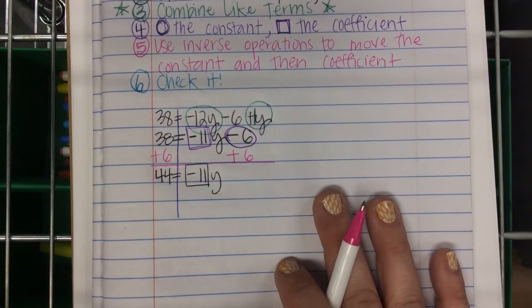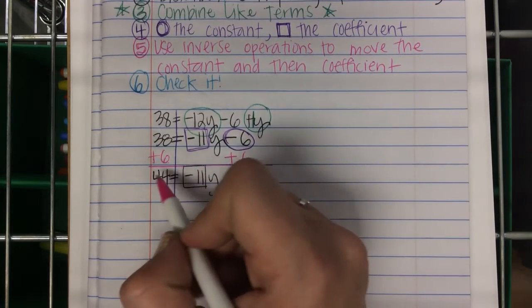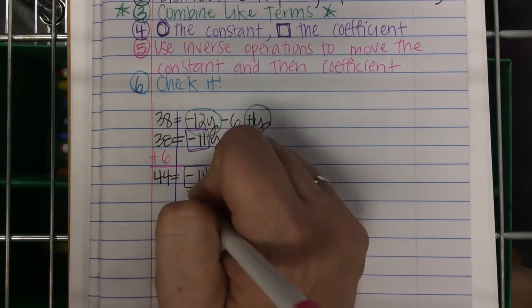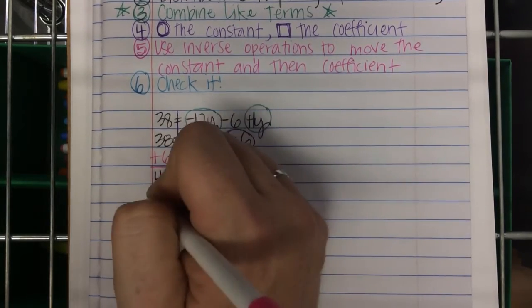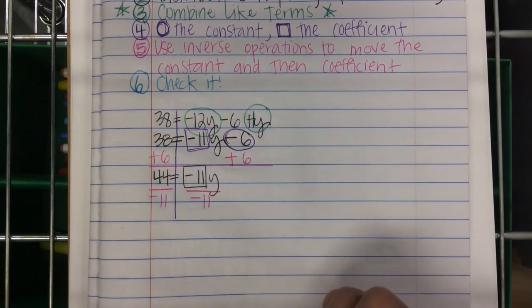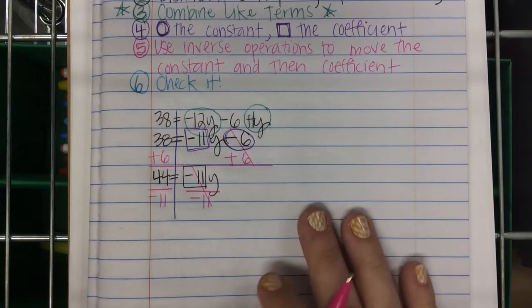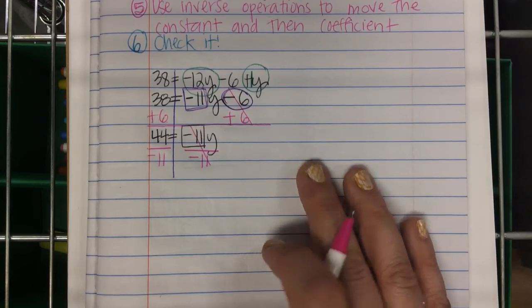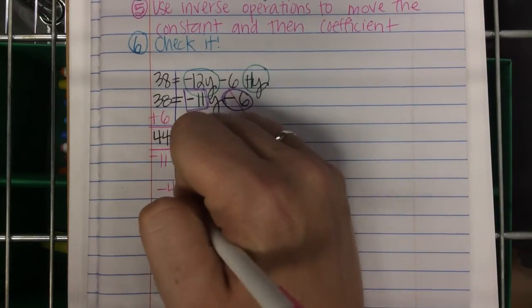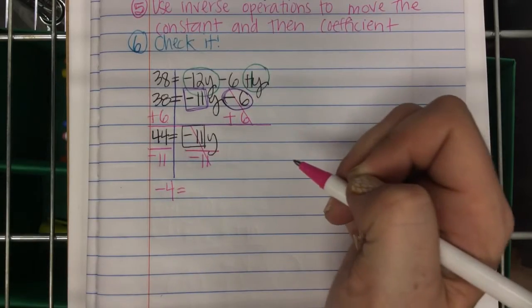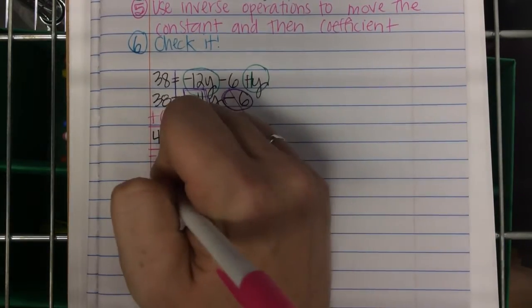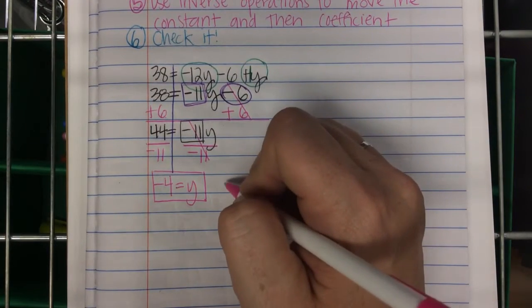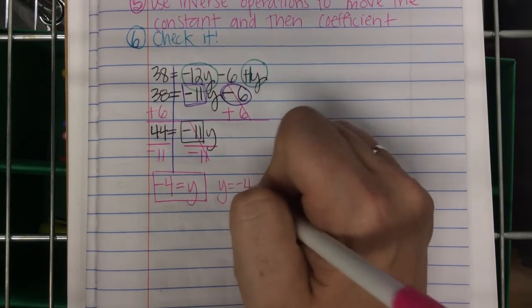Am I done? Inverse operations again. How do you move that negative 11? Morgan? Divide by negative 11. What's 44 divided by negative 11? Negative 4 equals what's left over on the right side? Is this a good answer? What's a better way of writing it? Olivia? They're both the same.